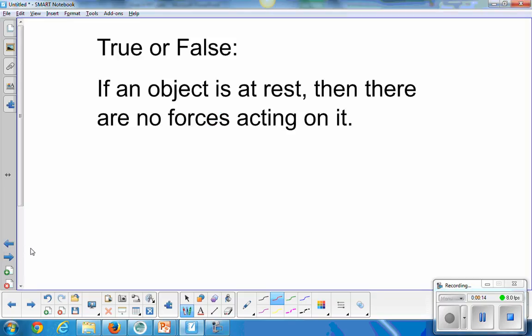Let's start with a question that may be familiar to you because it appeared on your pre-concept test that you took earlier in the course. If an object is at rest, then there are no forces acting on it. Well, let's think about this. If it's at rest, it's not moving. It certainly makes sense that it's possible that there are no forces acting on it. But I think actually we can think of situations where there are forces acting on an object and yet it still is at rest and not moving.